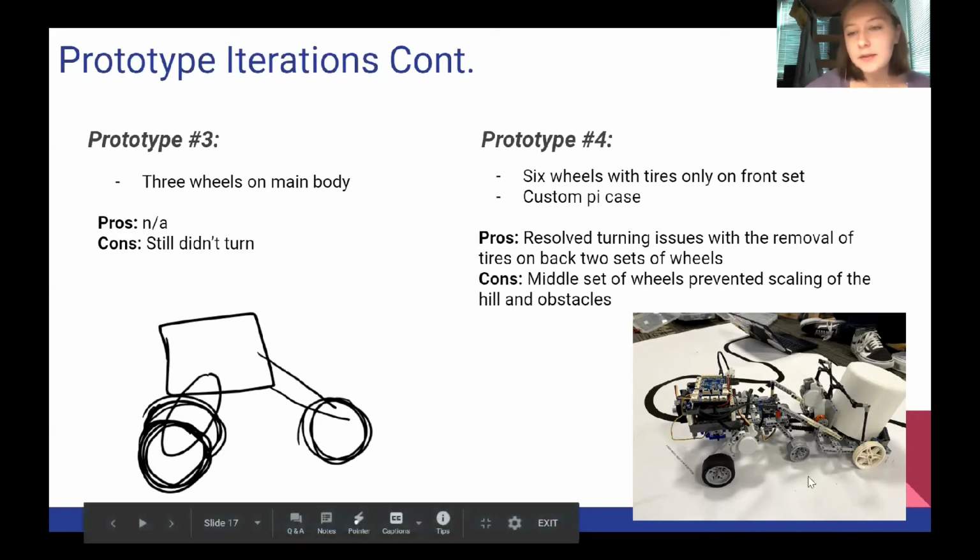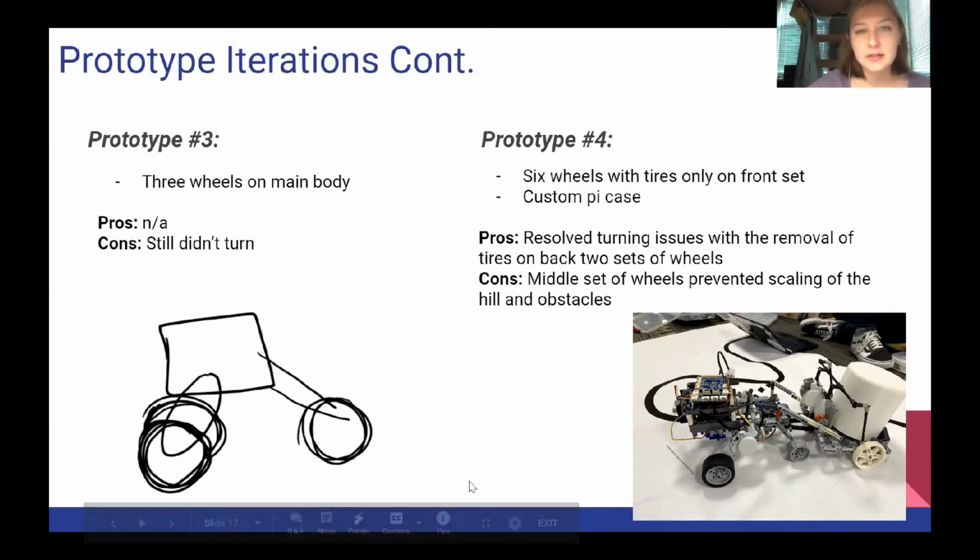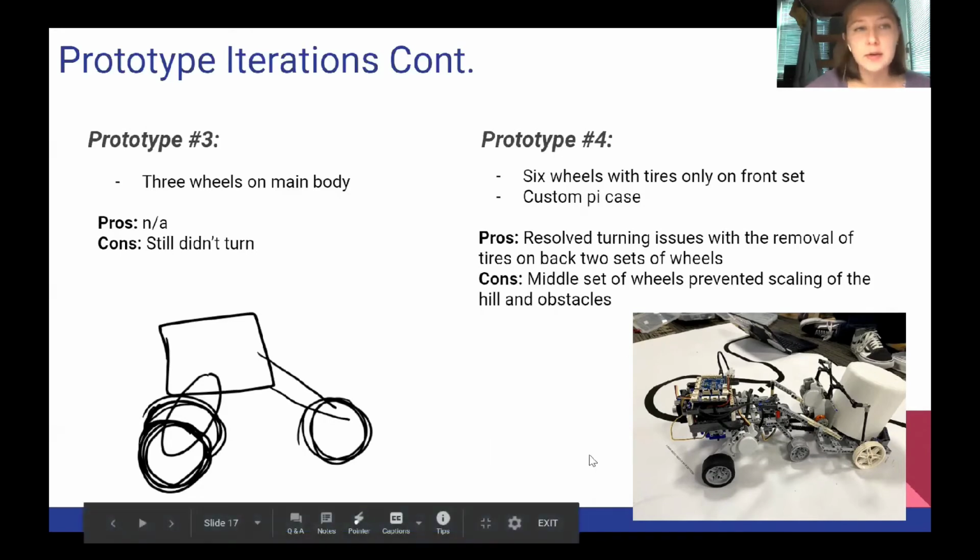We ultimately found, though, that this middle set of wheels prevented the macro from being able to scale hills, and this was adjusted for the final prototype, as Jonah will explain later. This trailer was ultimately attached using a permanent attachment to the main body, and this middle set of wheels was removed to create the most effective design in prototype number 5, which is our final prototype.